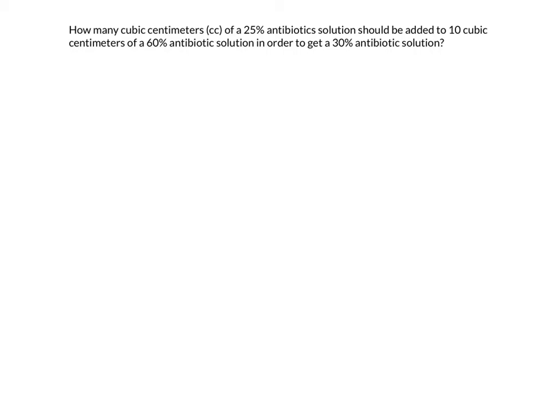It says, how many cubic centimeters of a 25% antibiotic solution should be added to 10 cubic centimeters of a 60% antibiotic solution in order to get a 30% antibiotic solution? In other words, we're going to dilute that concentrated 60% antibiotic solution and make it less concentrated. We're going to bring it down to 30% by adding an even lower concentrated antibiotic solution.